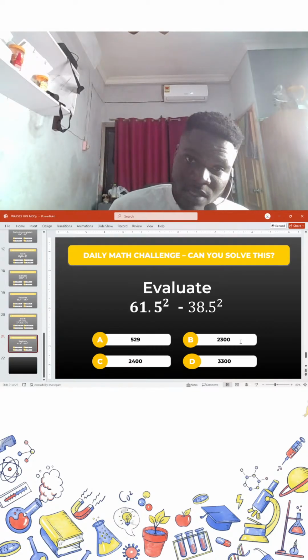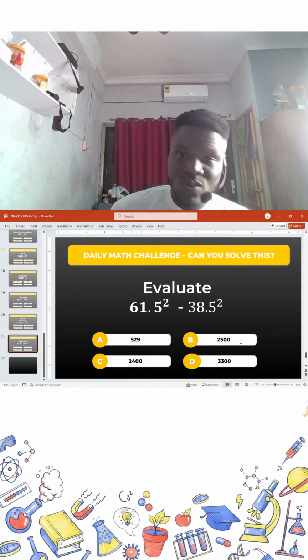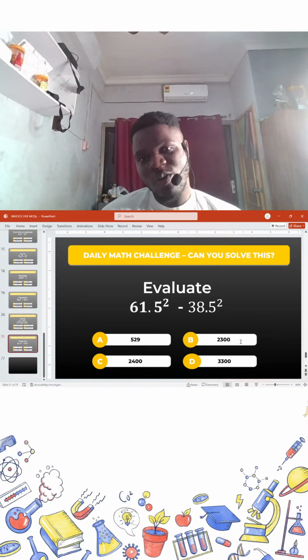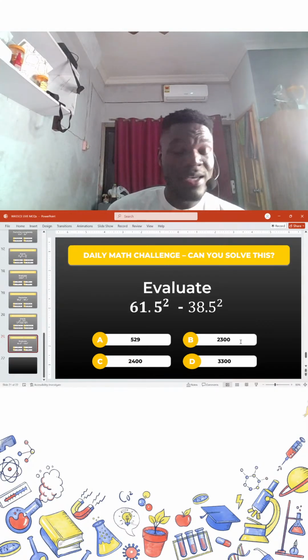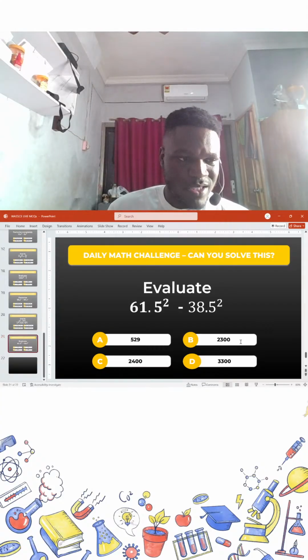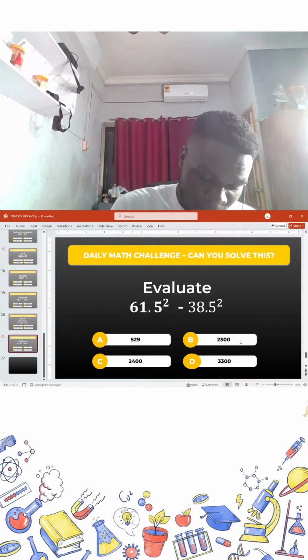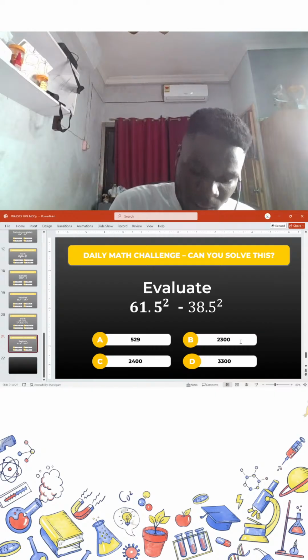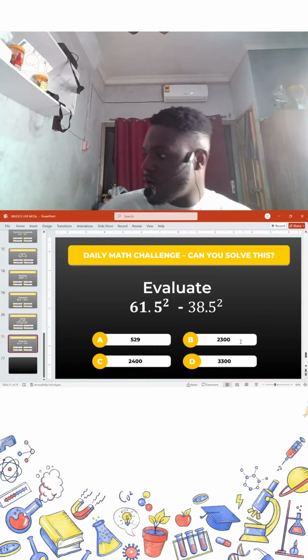So we have to evaluate 61.5 squared minus 38.5 squared. Okay, so this is what we are supposed to evaluate. Like I said, when you have something like this, it is basically difference of two squares. Just take out the square and have 61.5 minus 38.5 in one bracket, and then change the sign to positive in the other bracket, add them individually and then multiply. That is what you have. So I have here 61.5 minus 38.5 in one bracket, multiplied by 61.5 plus 38.5 in another bracket.